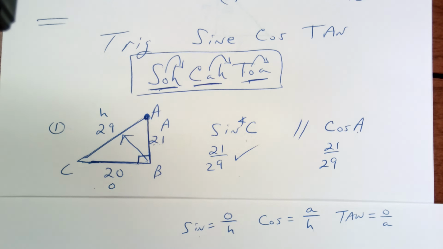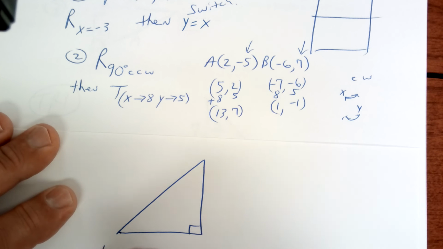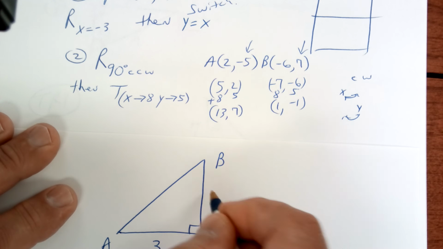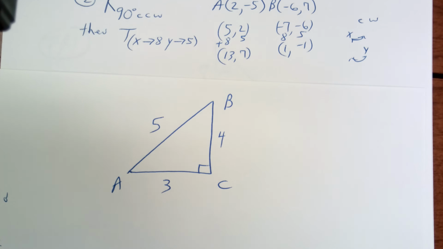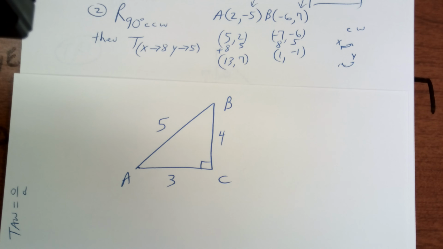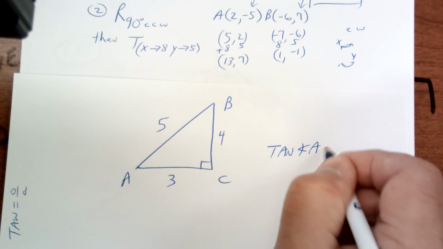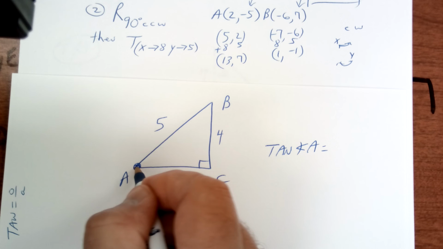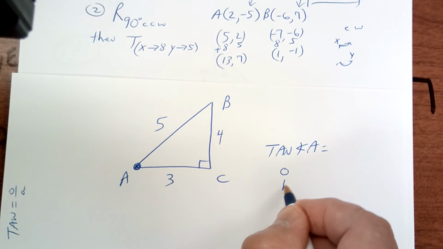All right, I don't know if you caught on to that, so I want you to try one. Draw this triangle. Okay, I'm going to put some numbers here. And what I want you to do, I want you to find the tangent of angle A. So put a dot on angle A. Now label your sides. Which one is opposite? Which one is the hypotenuse? And which one is the adjacent?